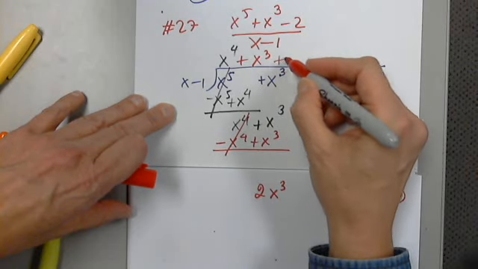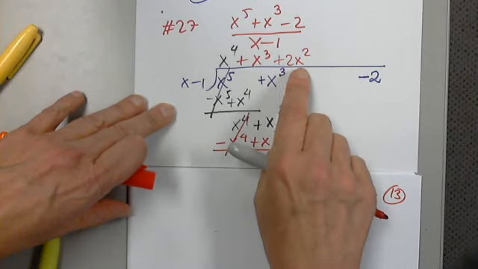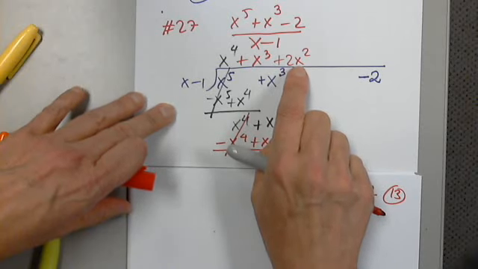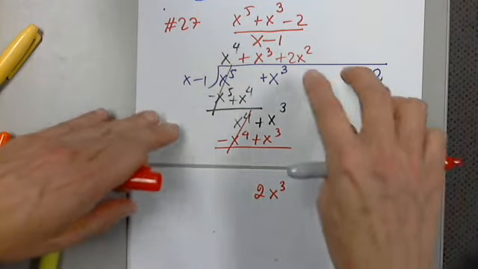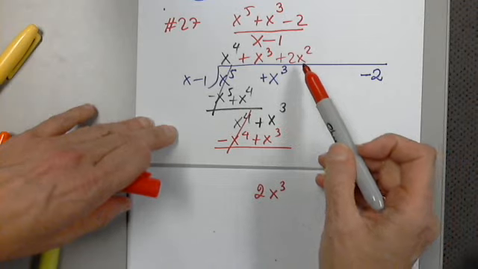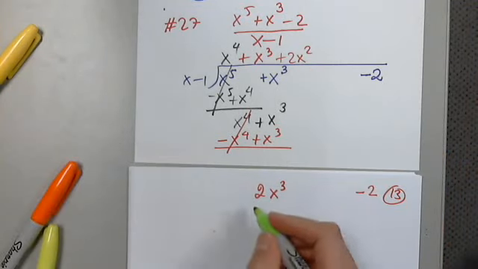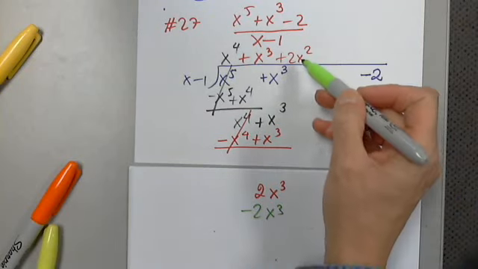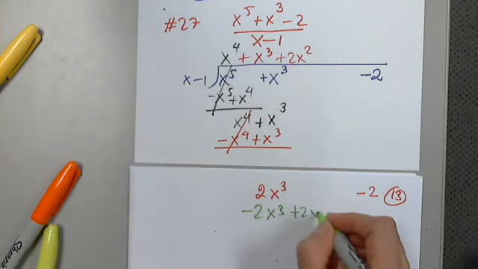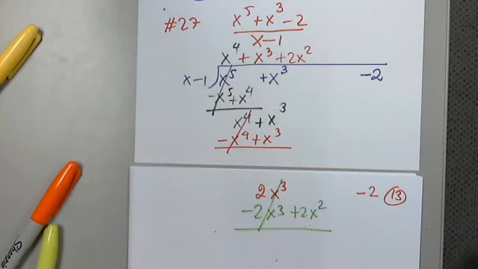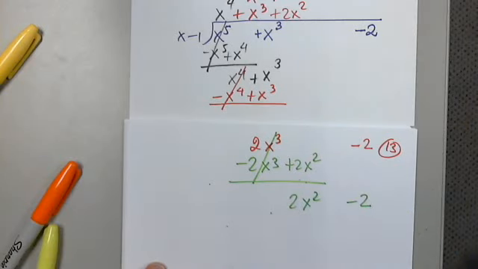Very good. Notice that these have to decrease in power. If all of a sudden you write x to the third, something is wrong, right? So x to the fourth, to x to the third, to x squared. There may be some skips. It's possible, but you cannot go higher. Okay. 2x squared times x. 2x cubed and subtract. 2x squared times negative 1. Negative 2x squared plus 2x squared. Bring down 2x squared. And later on negative 2.